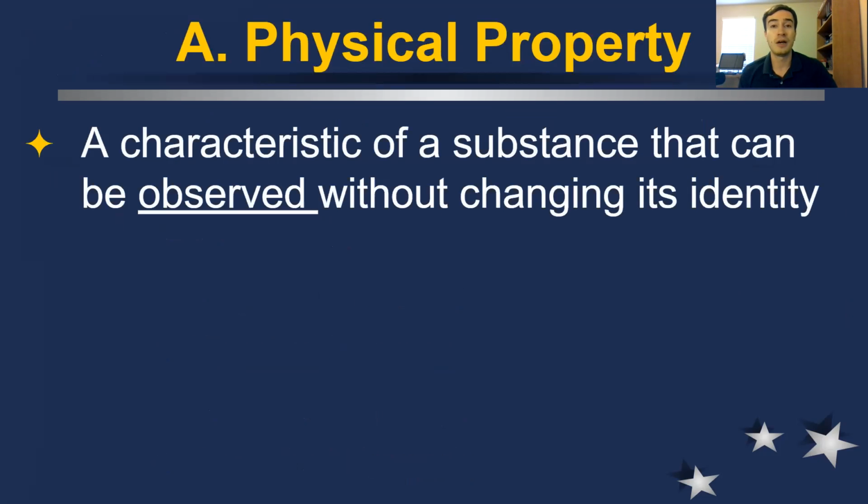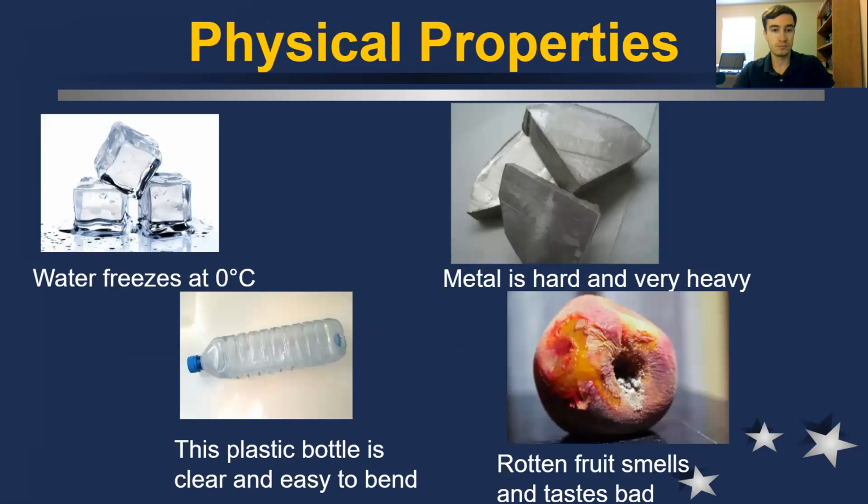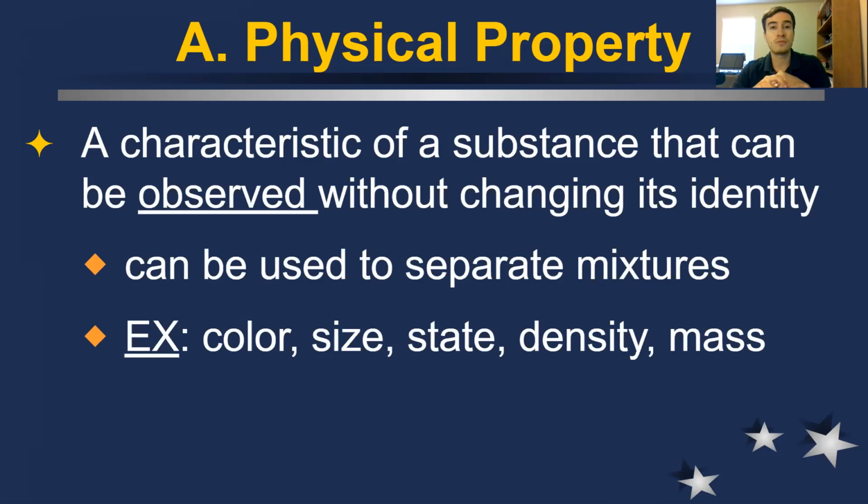So a physical property of a piece of matter is a characteristic, a description of a substance that can be observed without changing its identity. If you remember back to the first week of class, we talked a little bit about observations and how you can use all five of your senses to make observations. So physical properties are things that you can observe about a piece of matter.